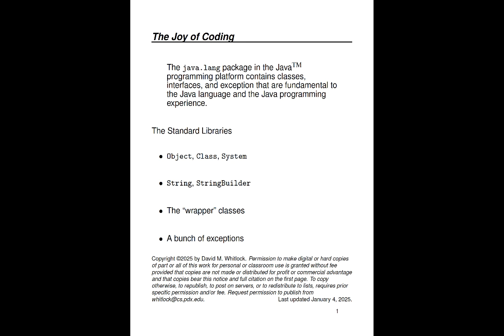In this class, we use the Java programming platform to learn about topics ranging from test-driven development to object-oriented programming to writing Android applications. There are a lot of things that you can do with Java, and virtually all of those things will leverage the classes, interfaces, and exceptions that are defined as part of the standard Java Application Programming Interface, or API.